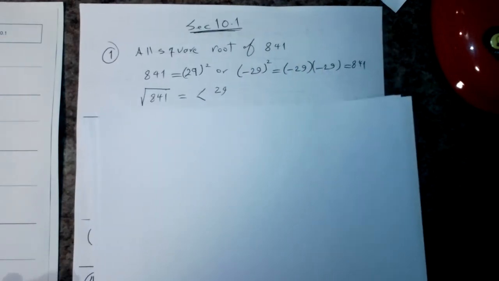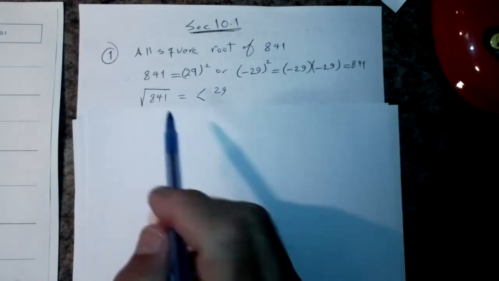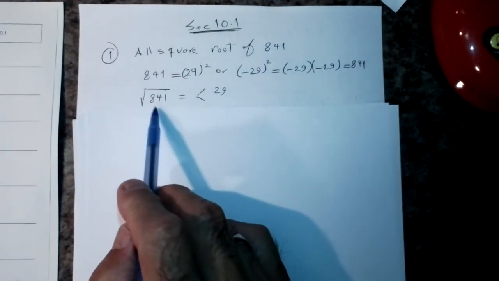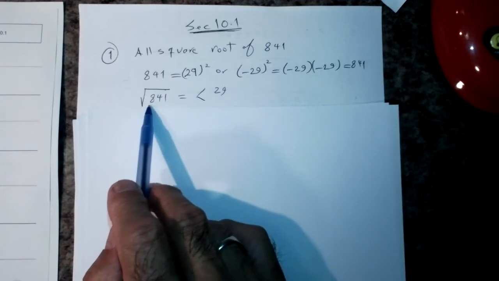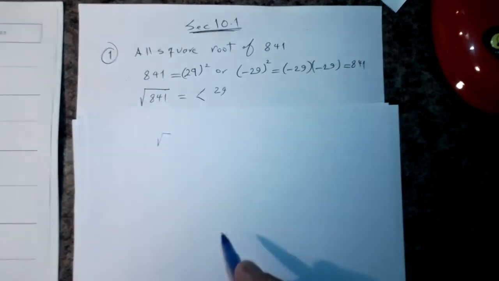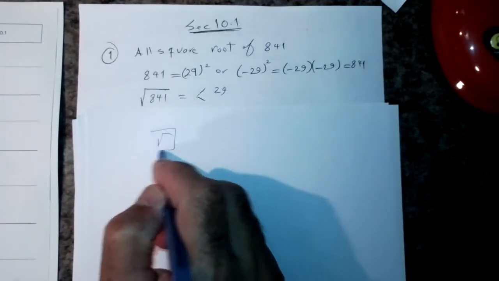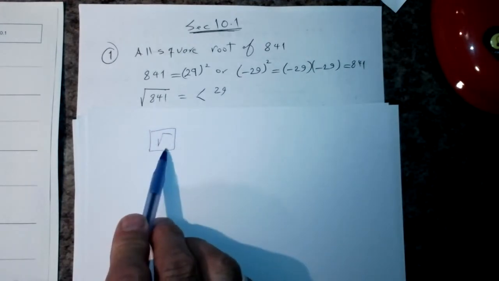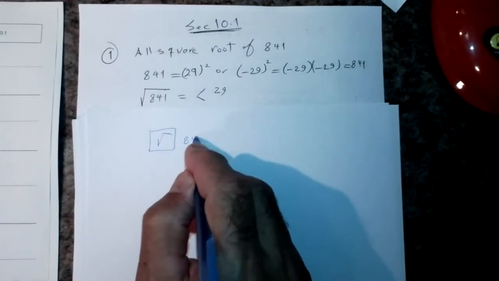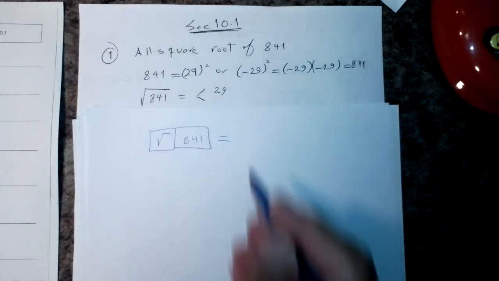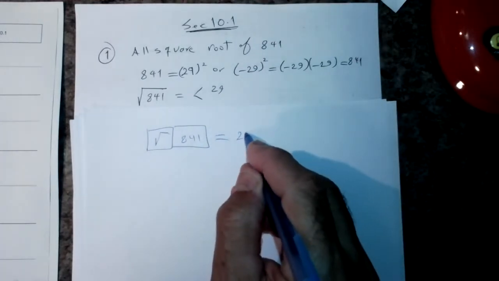But when you take the actual radical, you use your calculator. The calculator has a square root symbol. So you find that symbol, then you type 841 and then the equal sign, and the calculator gives you 29.